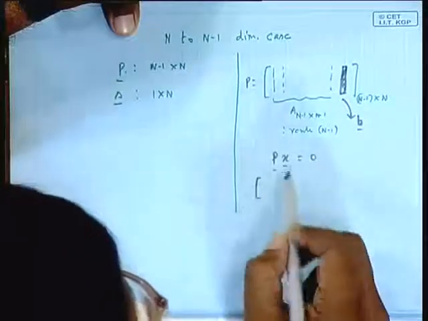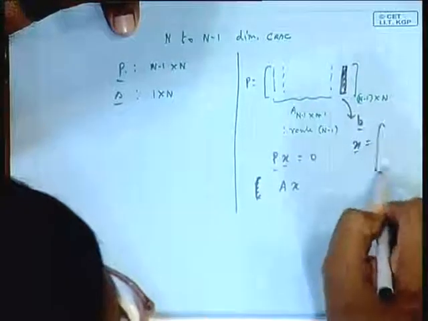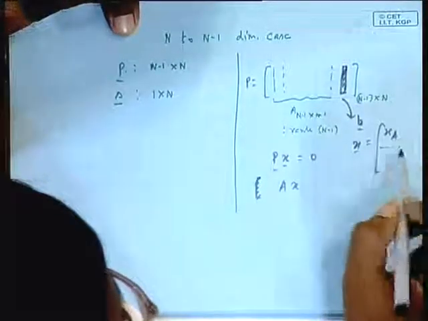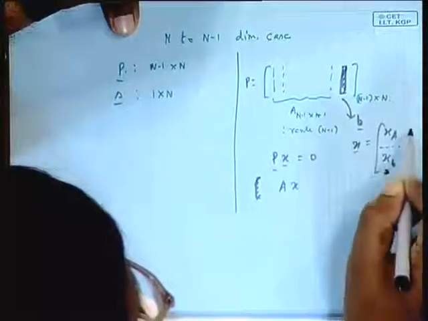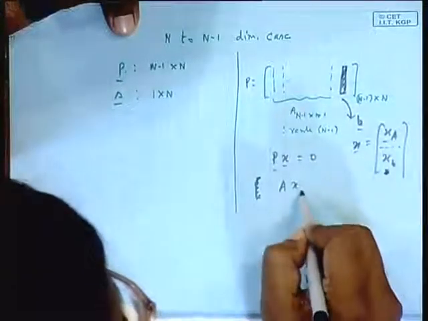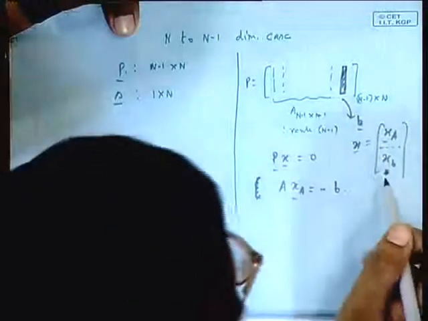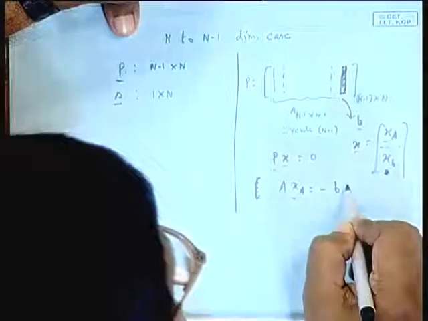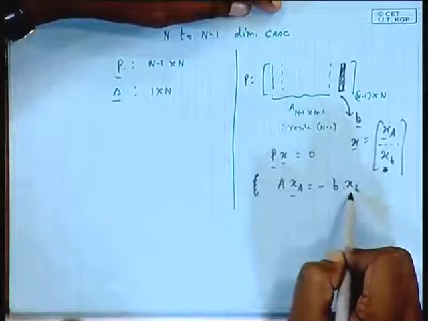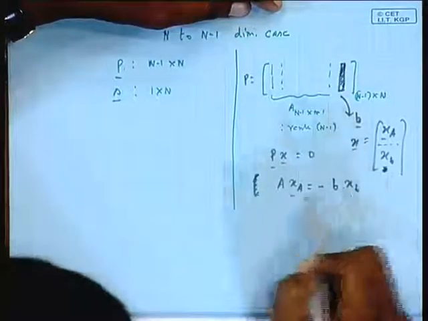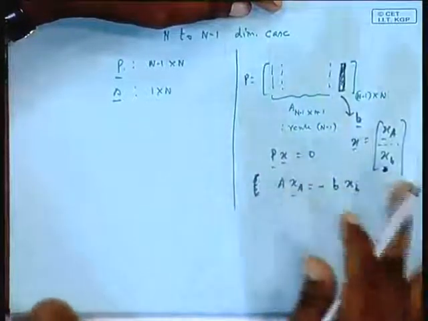Once again it will be like A x, if you break up x like x a the upper part and the lower part is x b, a scalar x b, then it is b times x b, right? And you give any value of x b, you get a solution for x a. Again give any value of x b, you get a solution for x a. That way infinite solutions are possible.